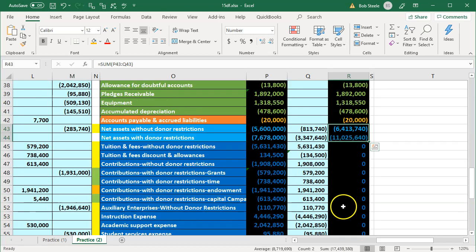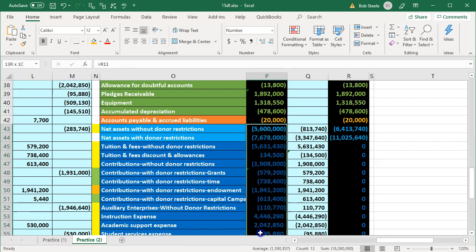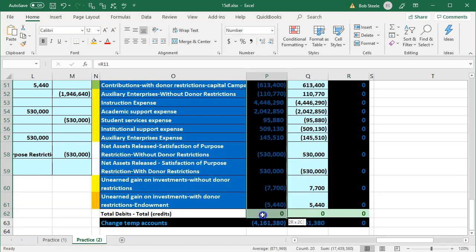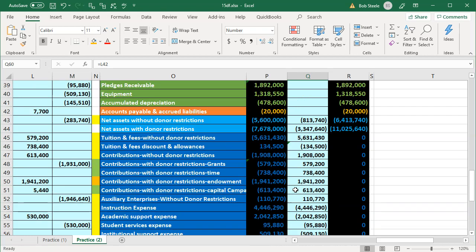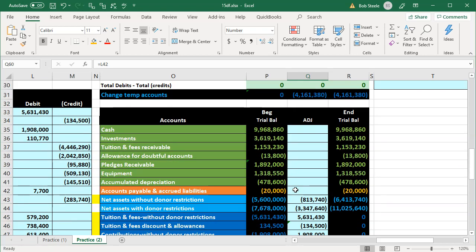17,439,380. And that is going to be the same if we were to add up all the blue accounts before we did the closing process, as we could see here, 17,439,380. So that's where we're going to stop here. Next time, we're going to make at least part of the financial statements from these numbers.